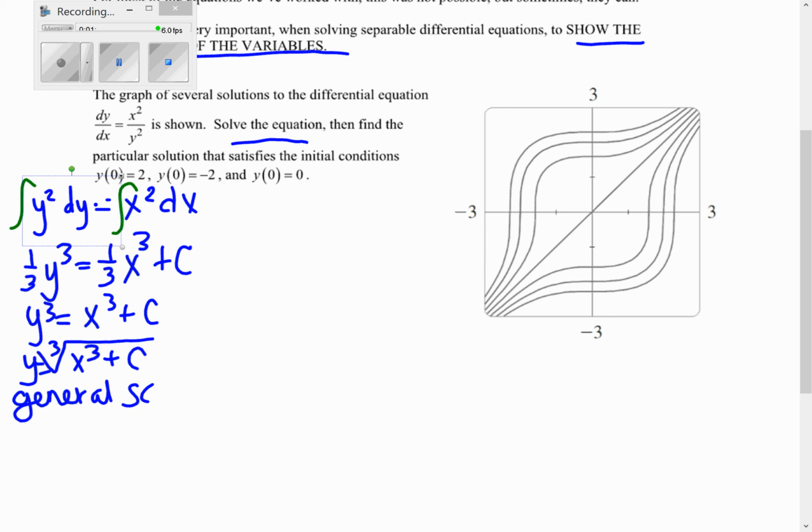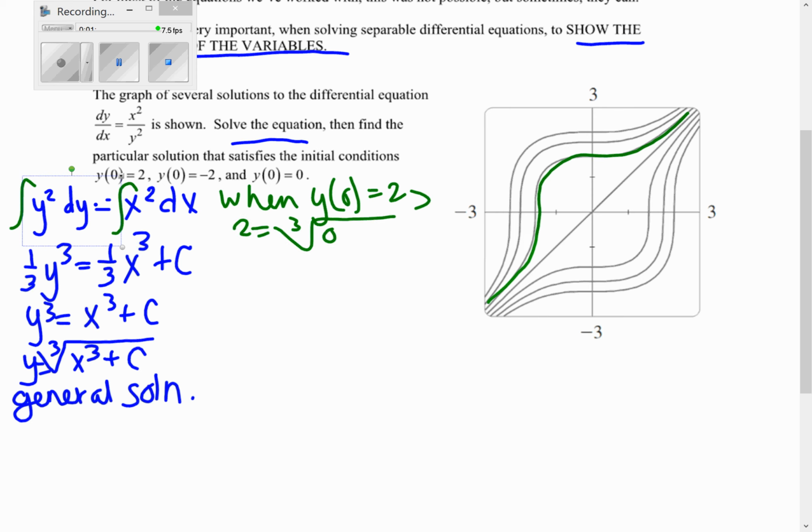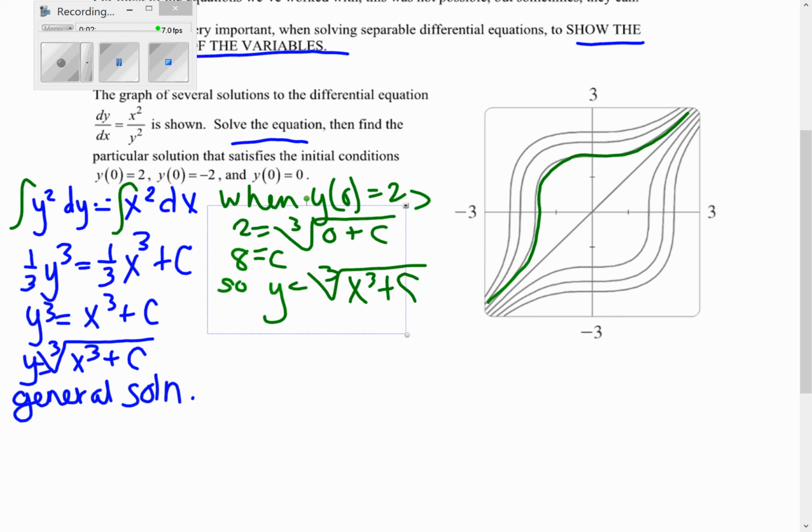Sometimes they ask for the general solution, but in this case we want the particular solution that satisfies each of the 3 initial conditions. I'll write it like they did. When y of 0 equals 2, we're talking about this graph right here. Then we have 2 equals the cube root of 0 plus c. Cube both sides, we get c equals 8. So y equals the cube root of x cubed plus 8.